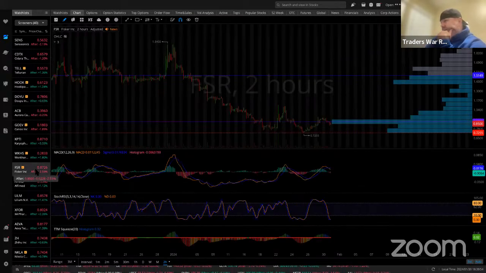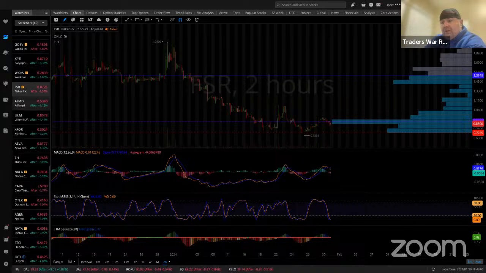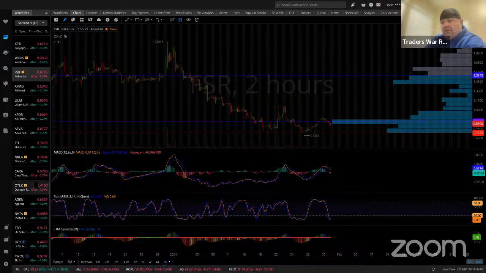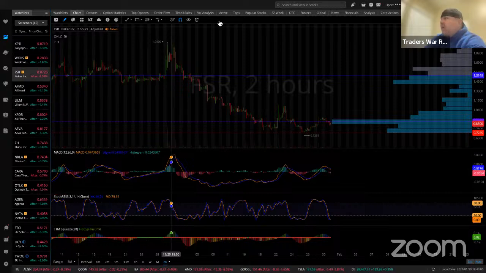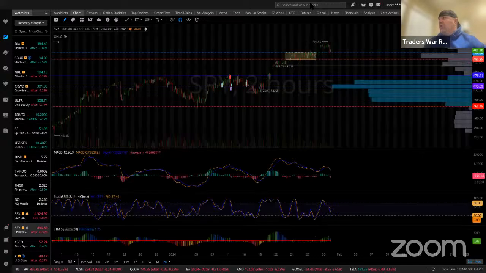Fisker, looks like we're starting to get the remnants of an inverted cup and handle. All right. And that's about it, man. Let's go ahead and look at some of the indexes, and then we'll call it a night.